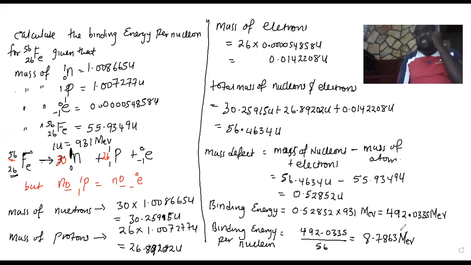If they say find your answer in joules, you must convert: this is 8.7863 times 10 to the power 6, the million, times 1 electron volt, which is 1.6 times 10 to the power negative 19. Then you'll get the answer in joules. Can we try to get that answer in joules? 1.4058 times 10 to the power negative 12.